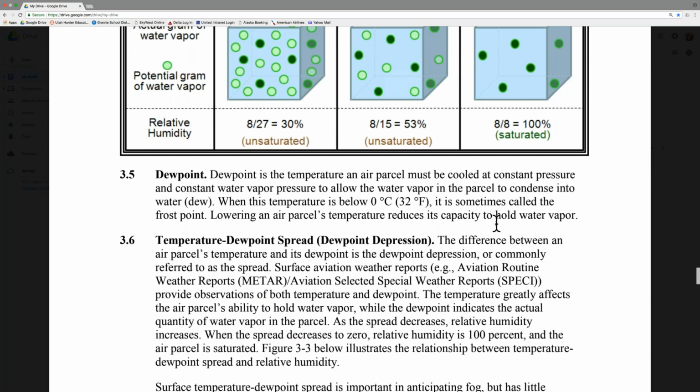Dew point is the temperature an air parcel must be cooled to, at constant pressure and constant water vapor pressure, to allow the water vapor in the parcel to condense into water.